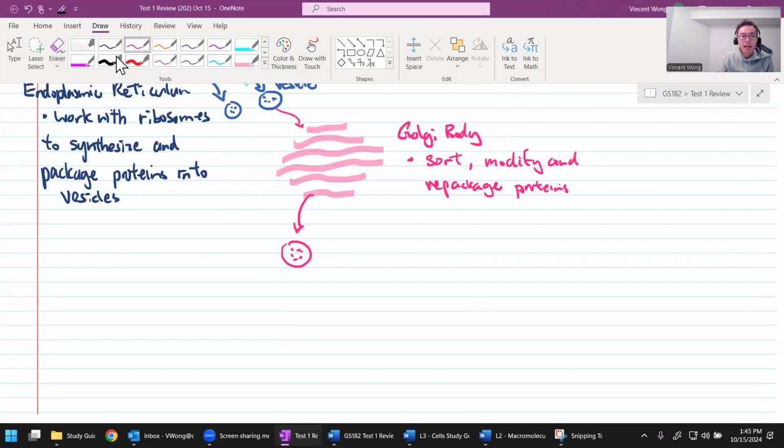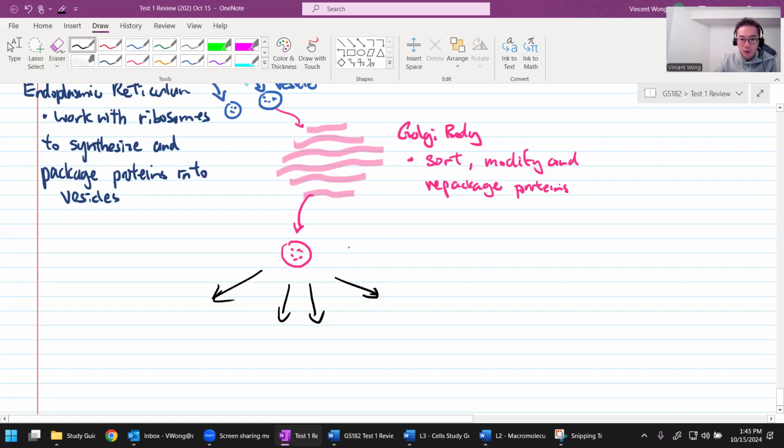And then this vesicle can do different things. You can look back at the lecture 3 class notes. It can be sent out of the cell through exocytosis. It can become part of the cell membrane. You can store it in the cytoplasm. But since we're talking about the endomembrane system, it can also become a lysosome.